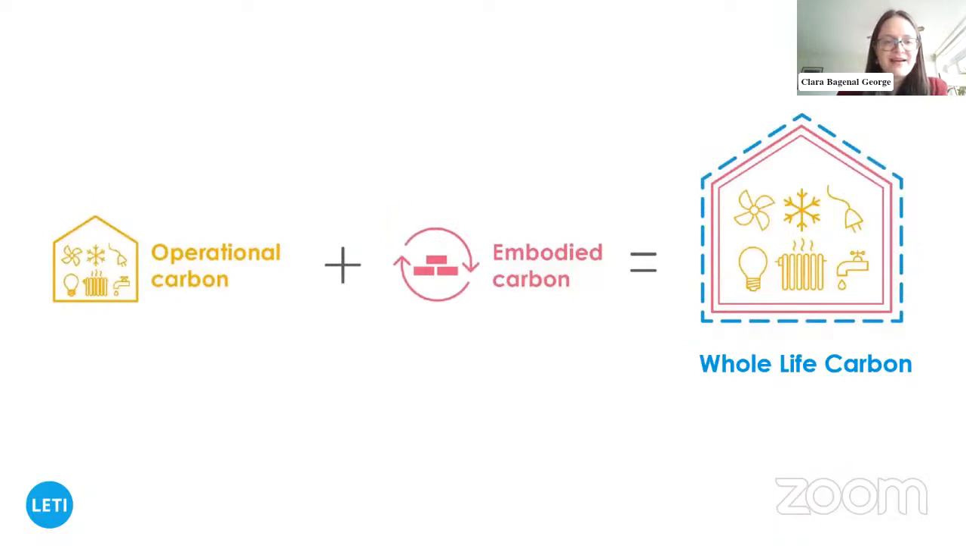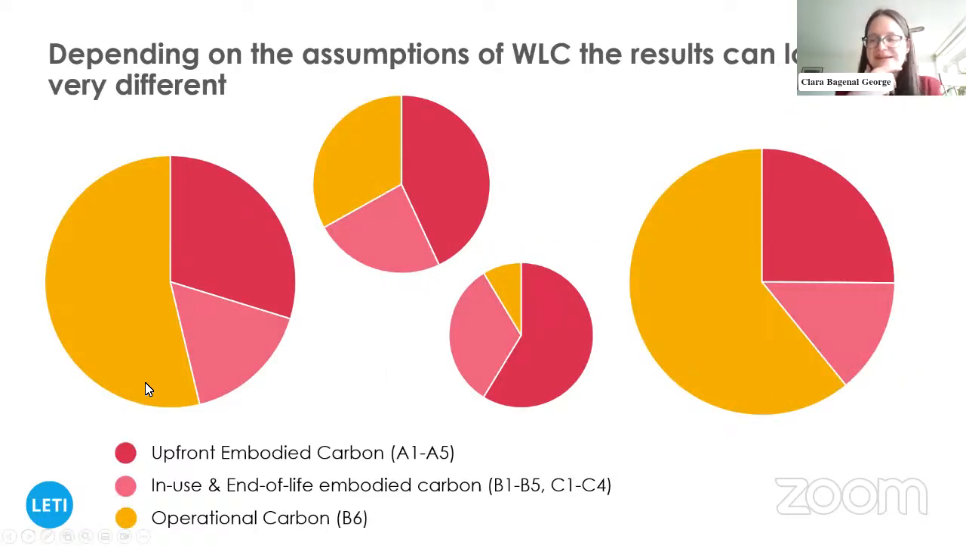So let's get back to the basics. Operational carbon plus embodied is whole life carbon. So you'd think it'd be pretty simple, right? You think, okay, well, we know how to calculate operational carbon and embodied carbon. You add them together, and then you get a result. And I just shared a few of them in my intro slides, actually. But depending on the assumptions of whole life carbon, the results can look very different.